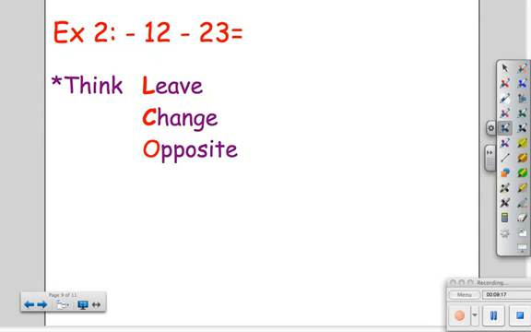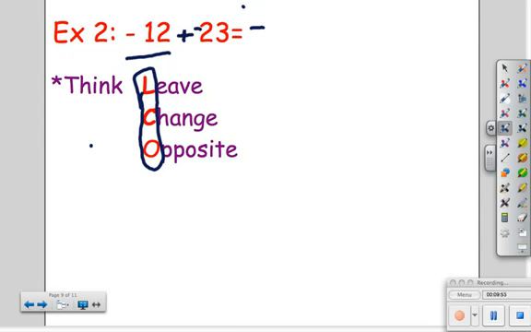Let's try one more. -12 minus 23. Again, I'm going to think about LCO, or leave, change, opposite. Leave -12 the way it is. Change from a subtraction problem to an addition problem. Then make the last number its opposite. So instead of -12 minus 23, it's going to be -12 plus -23.